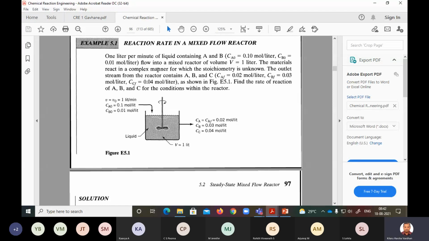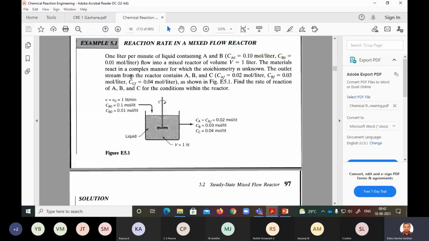Okay. So let us see the problem. I'm just reading the problem. 1 liter per minute of a liquid containing A and B, so Ca naught is this much and Cb naught is this much, flows into a mixed flow reactor of volume 1 liter. The materials react in a complex manner for which the stoichiometry is unknown. So stoichiometry is unknown. That means that what is k and what is n, that is the order of the reaction, is unknown.